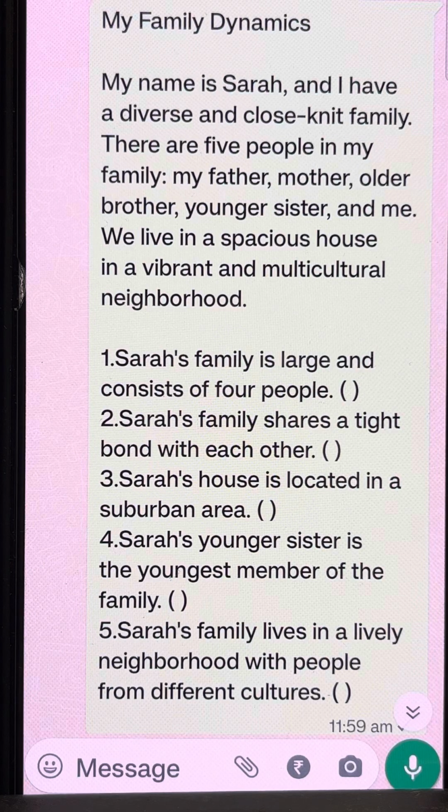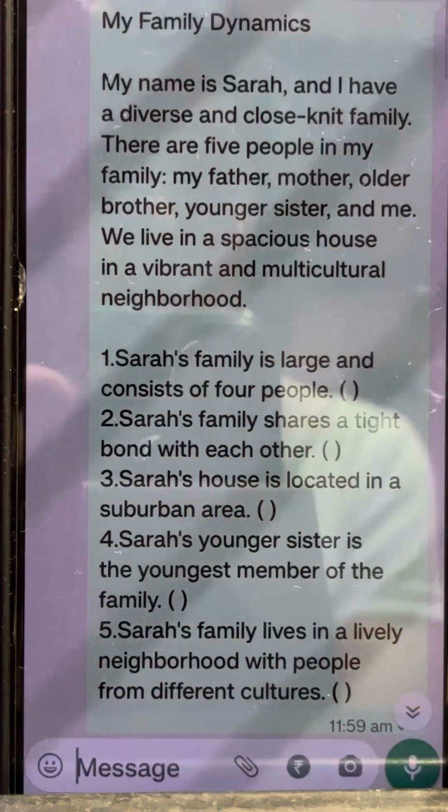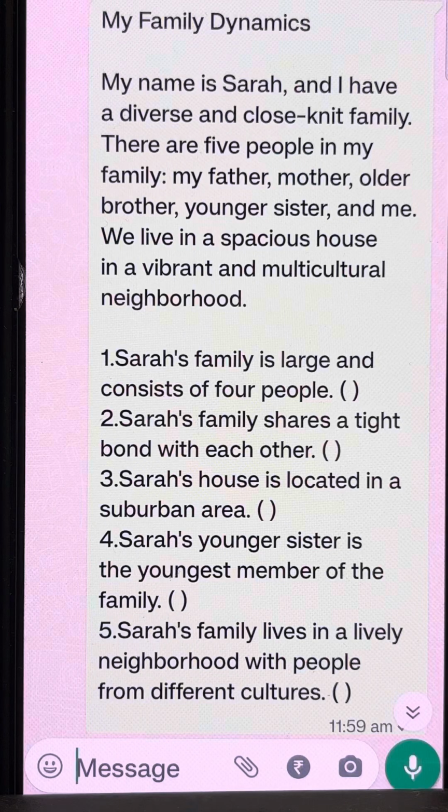The 5th question says, Sarah's family lives in a lively neighborhood. The word lively matches with vibrant, and people from different cultures. Different cultures means multicultural. So both things are exactly matching with each other. So the answer should be true. That is how you have to find the keywords, match the keywords with the synonyms, and then come up with the answer.